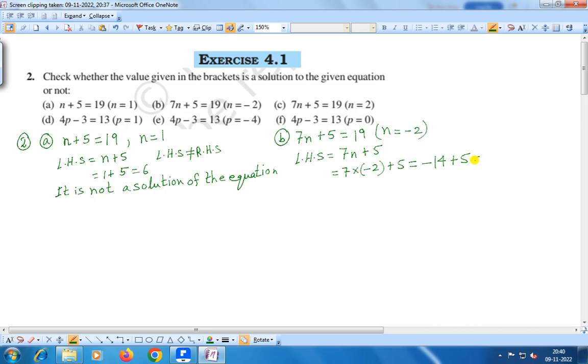That is equal to minus 9. And minus 9 is not equal to 19. Therefore, left hand side is not equal to right hand side. Therefore, it is not a solution of the equation.